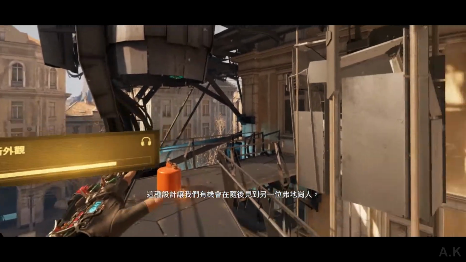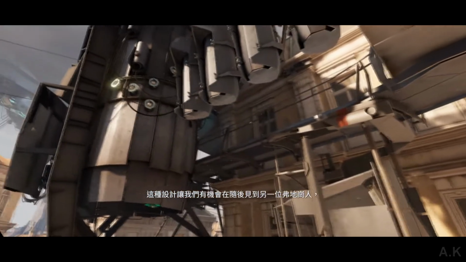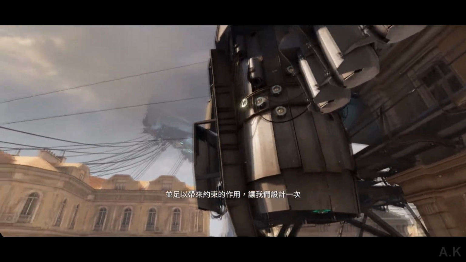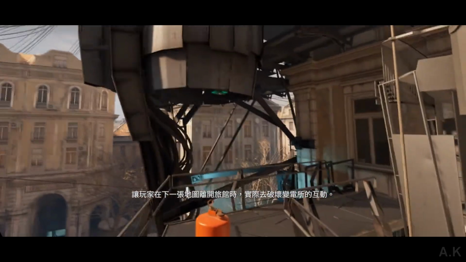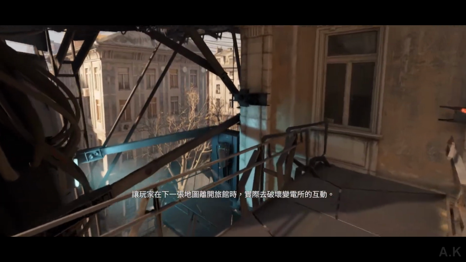This design gave us the opportunity to subsequently meet another Vortigaunt and acted as enough of a constraint to allow us to design an interaction that would physically compromise the substation as the player exits the hotel in the next map.